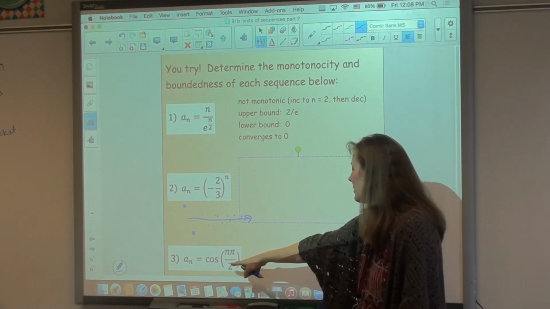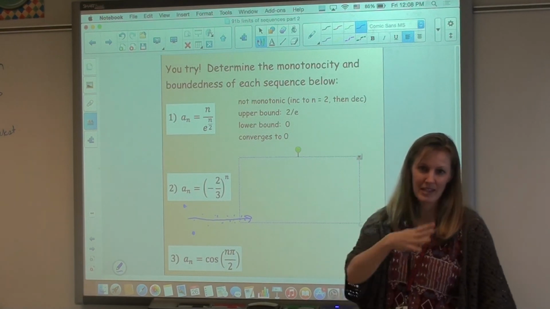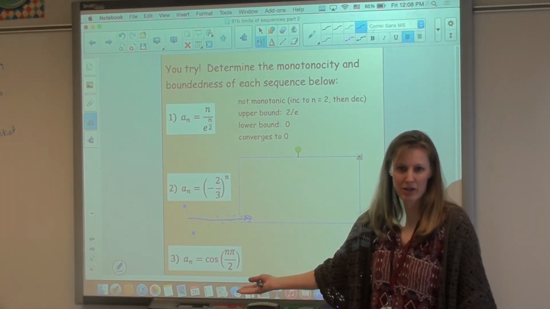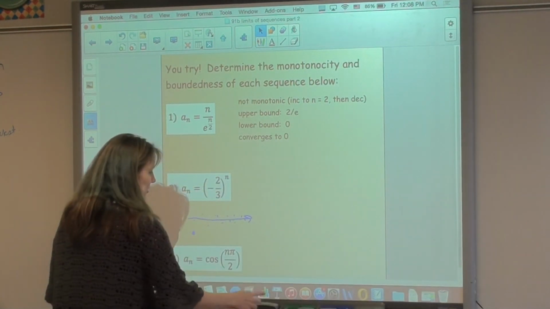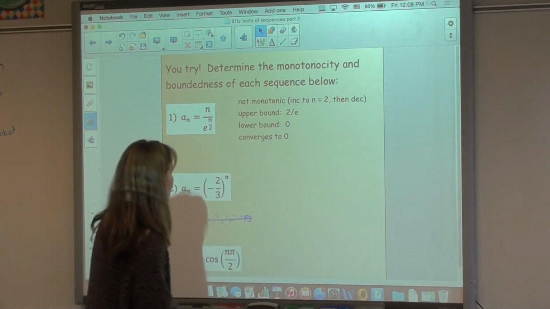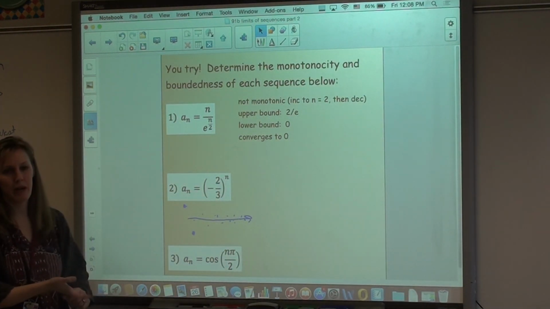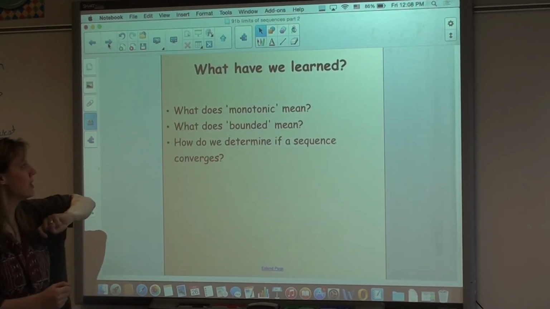The very last one is easy to see because cosine obviously goes like this. It oscillates, it's not monotonic. Any cosine function is going to have an upper bound of 1 and a lower bound of -1. So this one, again, is not monotonic, but it does have an upper bound and a lower bound, but it doesn't converge because it oscillates. All right, so there we go.